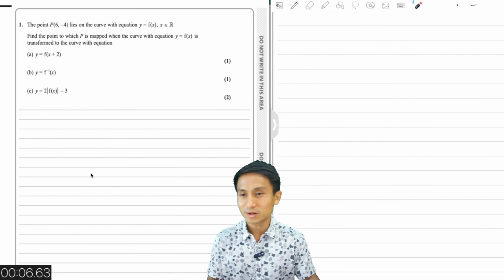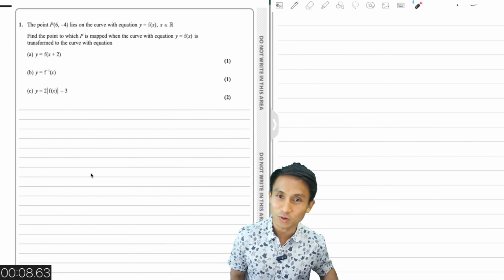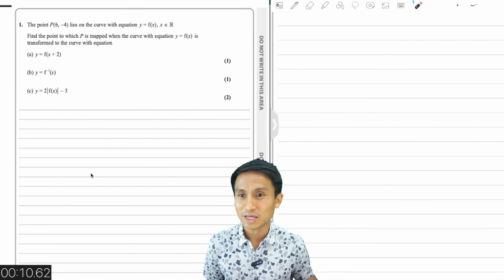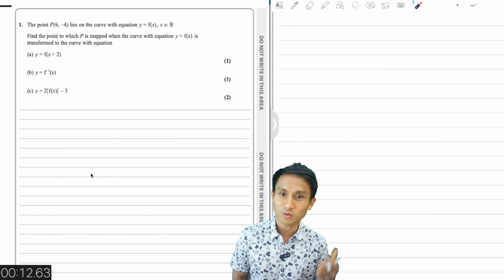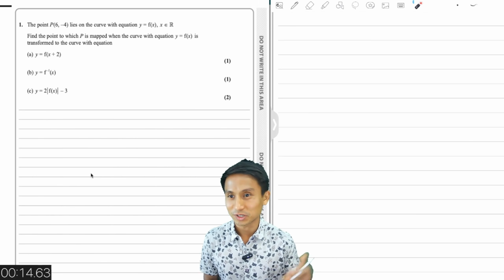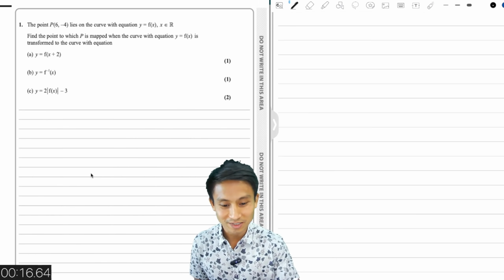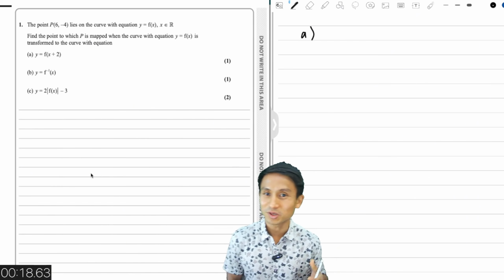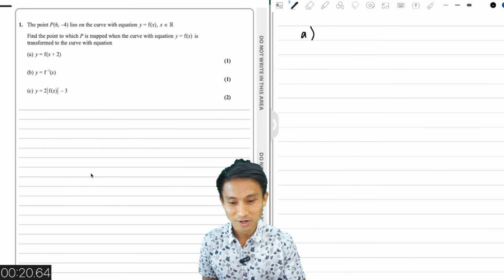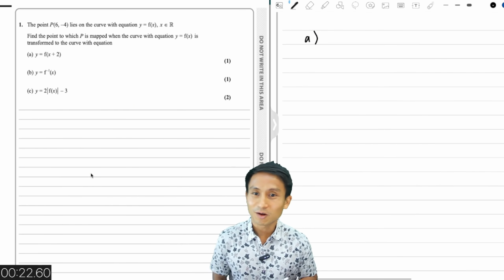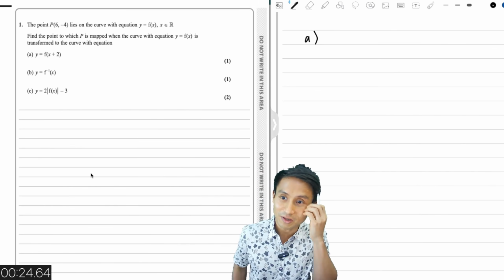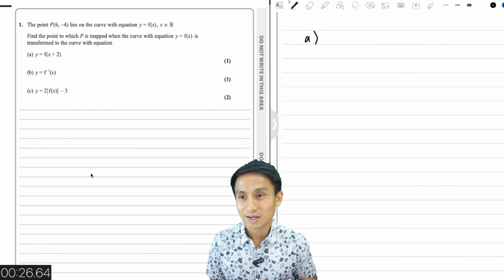Number one, the point P (6, -4) lies on the curve with equation y = f(x). Find the point to which P is mapped when the curve with equation y = f(x) is transformed to the curve with equation y = f(x + 2). Alright, so this is actually similar to the first question on the same year in the AS level paper, right? Transformation of the graph. But they don't show you any graph here. They just give you points.